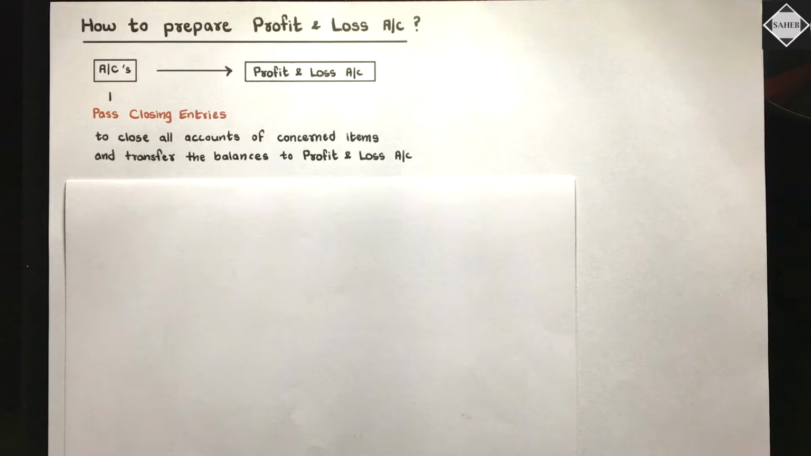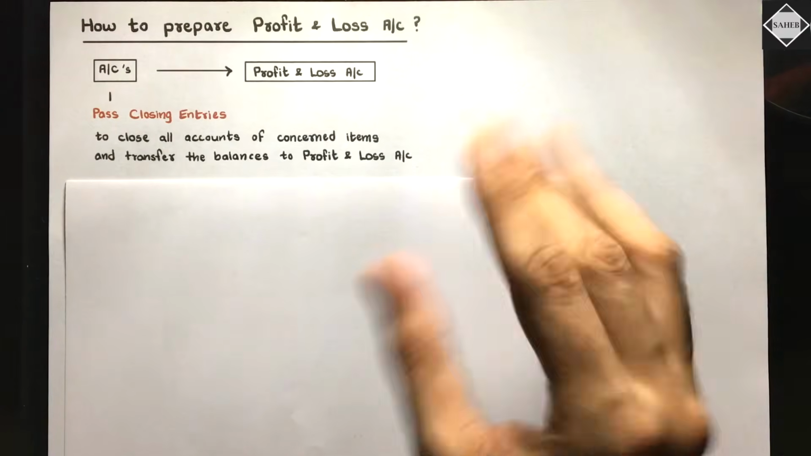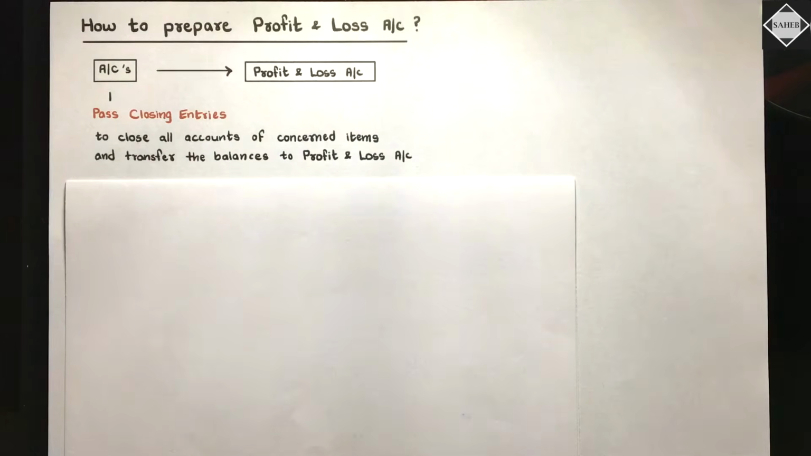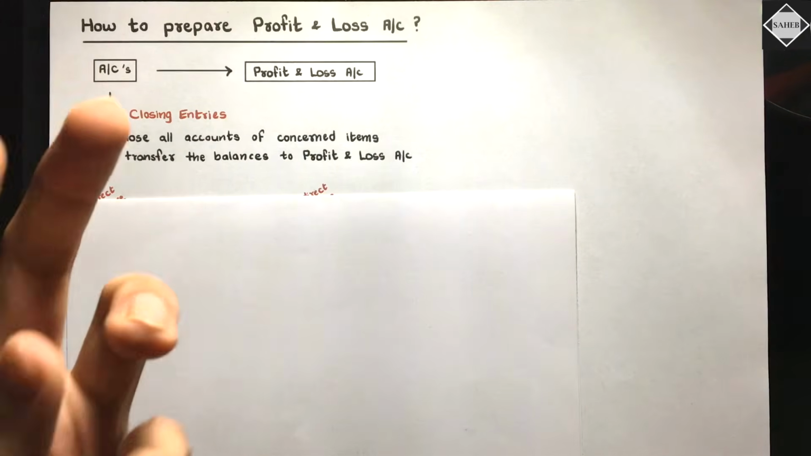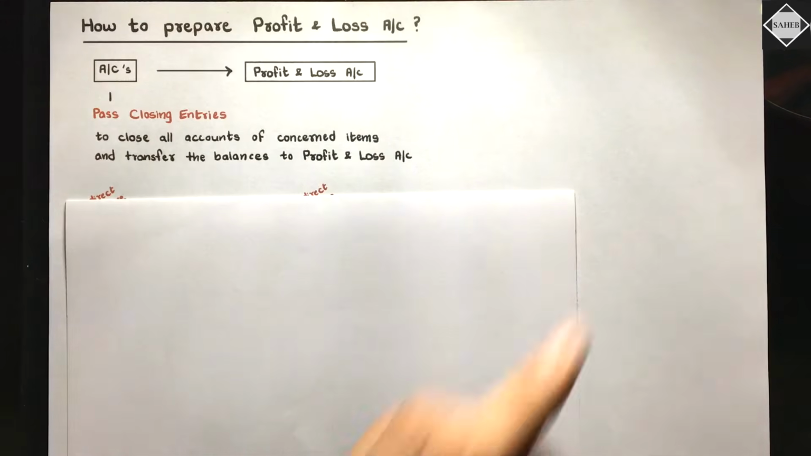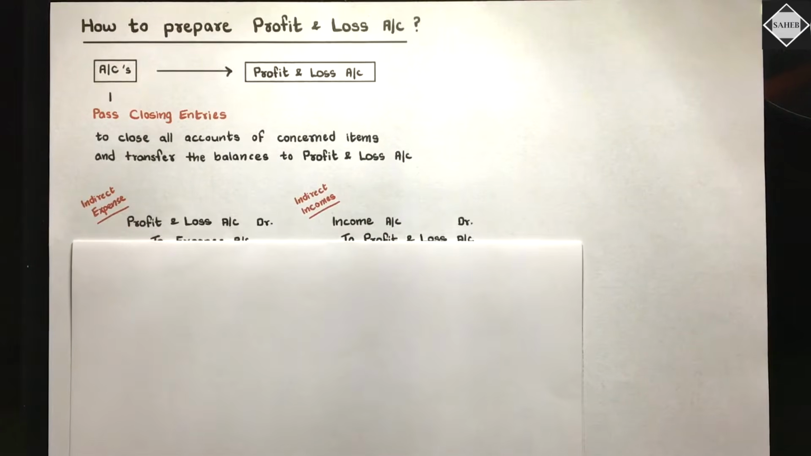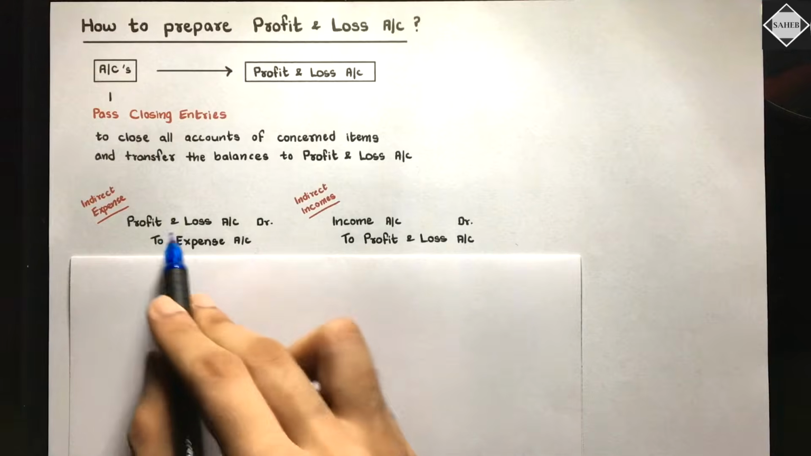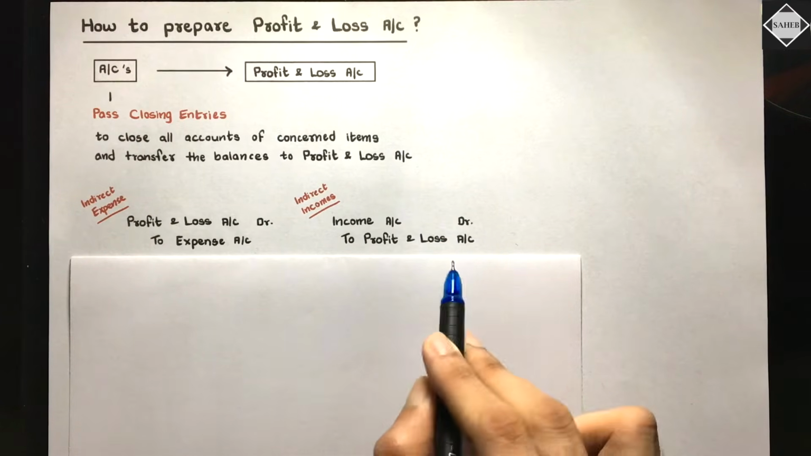Okay. So if you are preparing profit and loss account, whatever expenses and incomes will go over here, all those accounts we have to close. And then the balance will be transferred to profit and loss account. Right? See here, these entries you will pass to close all the accounts of concerned items. Concerned items means all the indirect expenses and indirect incomes, and transfer the balances to profit and loss account. Profit and loss account debit to expense, income account debit to profit and loss.